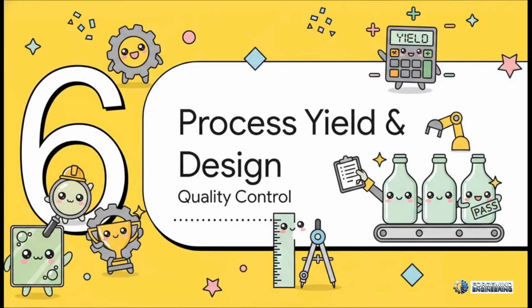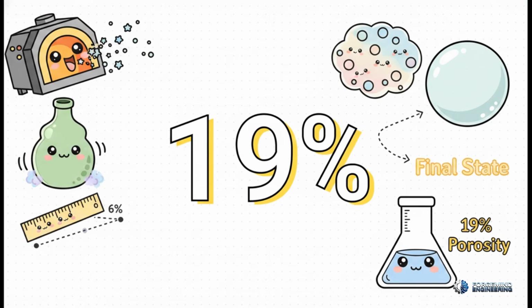Finally, Section 6, Process Yield and Design. Let's talk numbers, specifically 19%. When looking at our yield calculations to minimize material loss, we actually have to design backward from the final state. If our quality control metrics account for a 6% linear shrinkage during firing, our volume formulas dictate that we must design the initial dried part with a porosity of exactly 19%. Nailing this metric prevents downstream rejections, basically minimizing raw material waste while ensuring absolute dimensional accuracy.